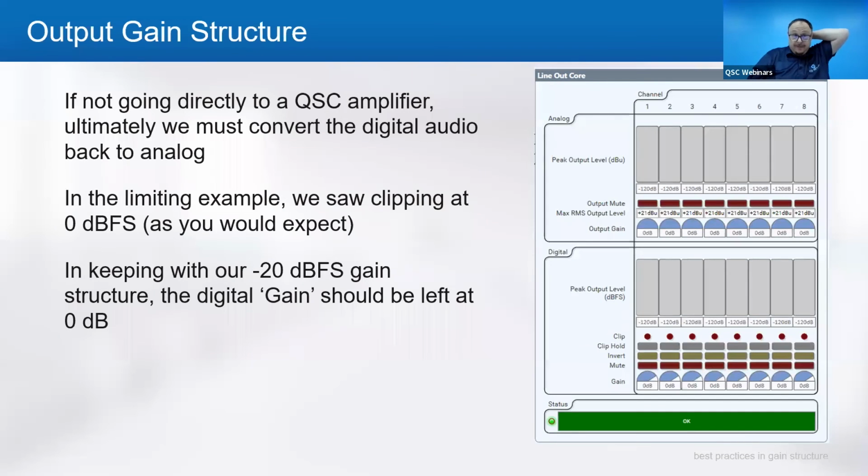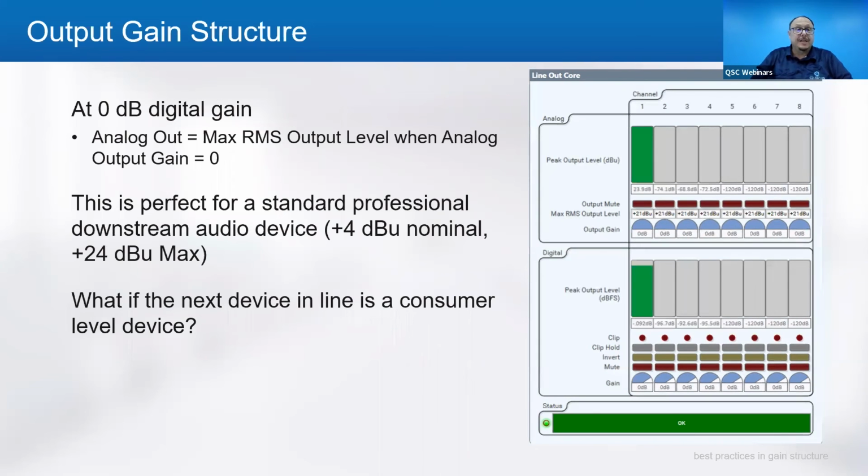So if you're not going directly down to a QSC amplifier, ultimately we must convert the digital audio in the digital sound processor back to analog. In this limiting example, we saw clipping at 0 dB full scale, as you would expect. In keeping with our 20 dB of full-scale gain structure, the digital gain should always be left at 0, right? So we're still in the digital domain. We don't want to turn it down before it goes to the digital-to-analog converter, just like on the front end, where we wanted to give a good, healthy signal for it to sample. What you'll see here is at 0 dB of digital gain, my max RMS output level.